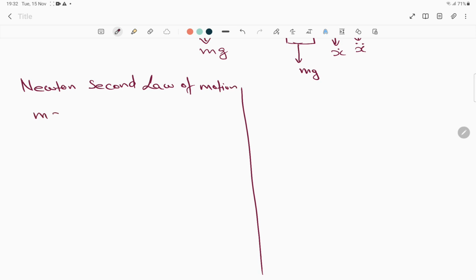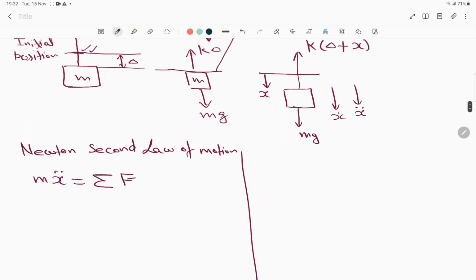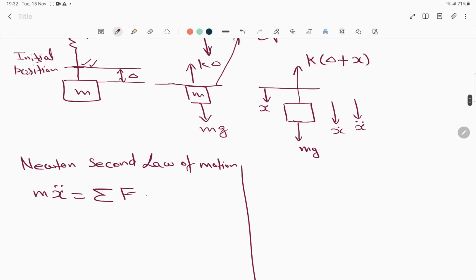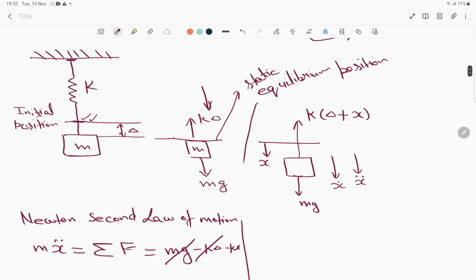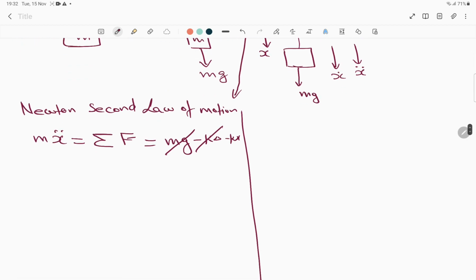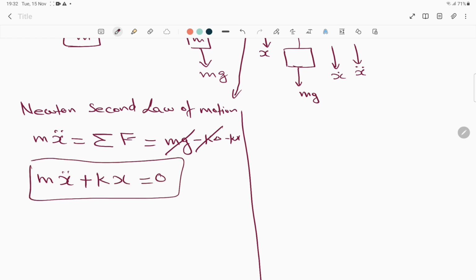So for Newton's second law of motion, you can say m x double dot is nothing but summation of f. And you can see over here, what is the summation of f, the external force which is acting: that is nothing but mg acting downward, and then you have minus k delta and minus kx. And from the static equilibrium position, I know that mg and k delta are equal. That is what I can see from this static equilibrium position, and therefore I can write m x double dot plus kx is equal to 0, and that is the equation of motion over here.